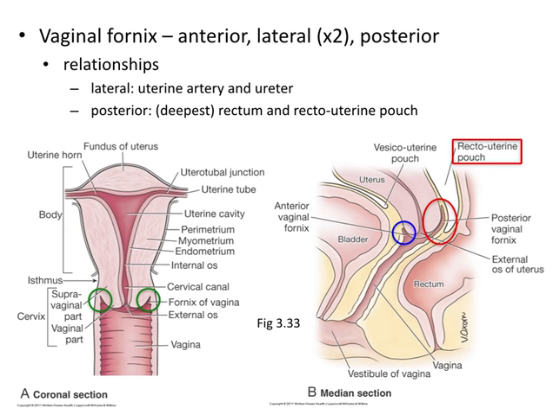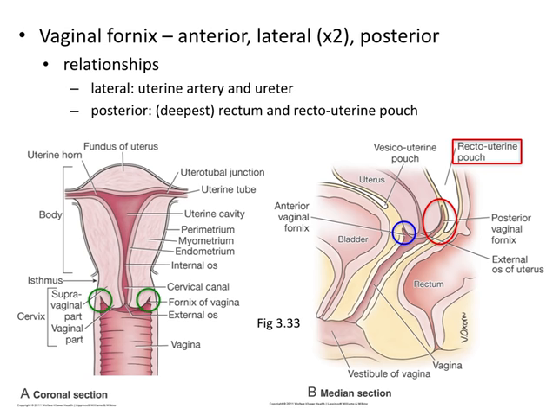The fornix itself can be divided into different components, and they have important relationships. So we have an anterior fornix indicated by the blue circle. We also have the posterior fornix, which is highlighted by the red circle, and that's just that posterior aspect of this deep pit that completely surrounds the cervix.